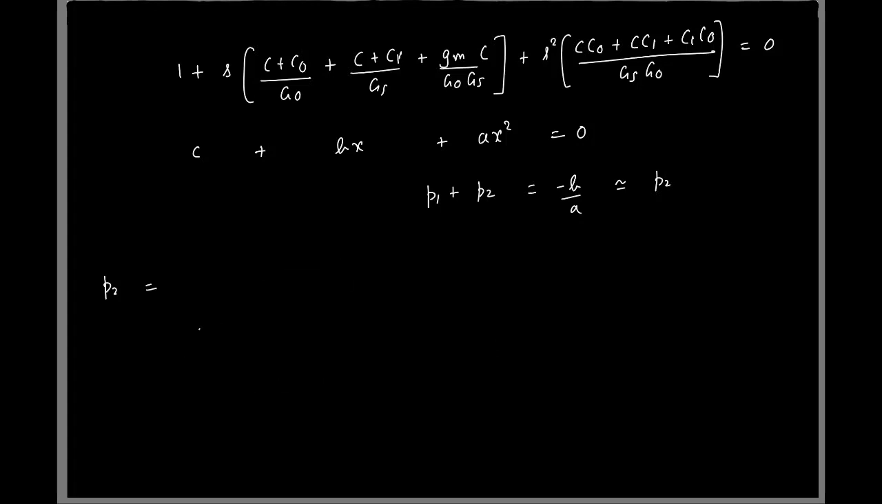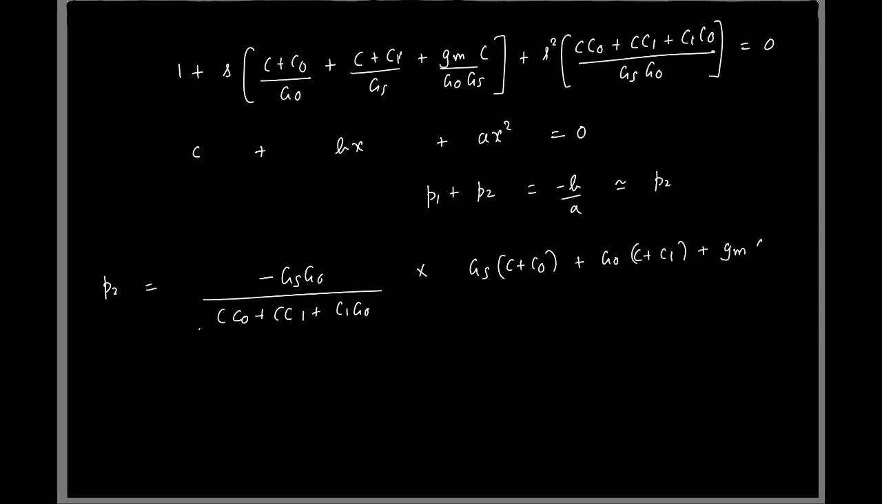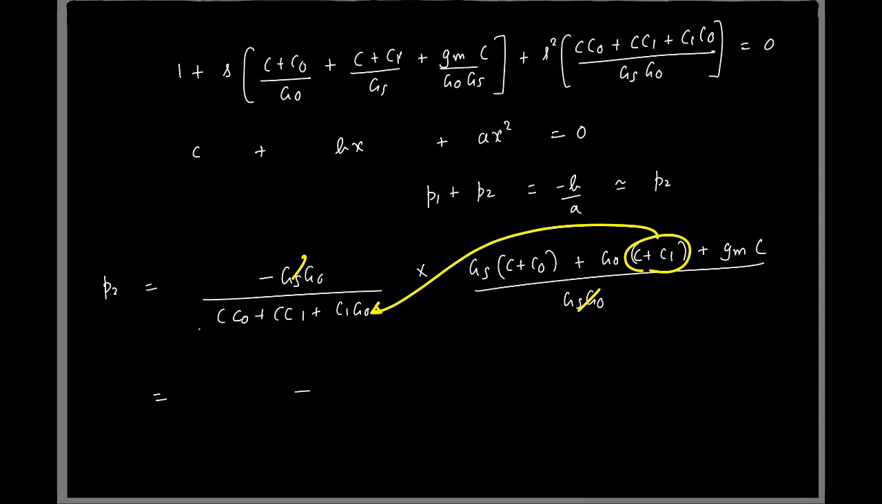Okay, so what I have is minus gs by g naught by the capacitors c c naught plus c c1 times gs times c plus c naught, g naught times c plus c1 plus gmc. Okay, so this cancels and these two guys cancel. Then I'll take c plus c1 to the denominator here. Again, I am doing it for a reason which will be clear in some time.